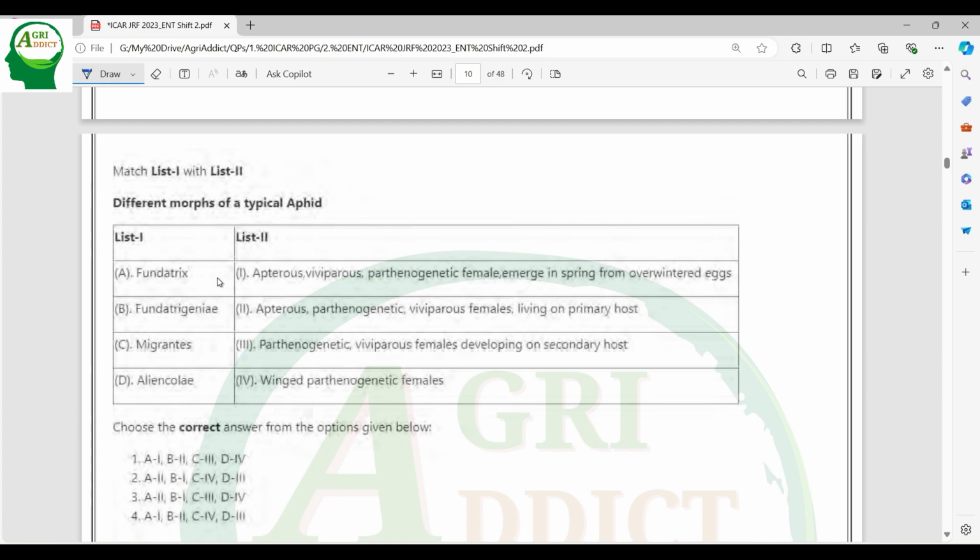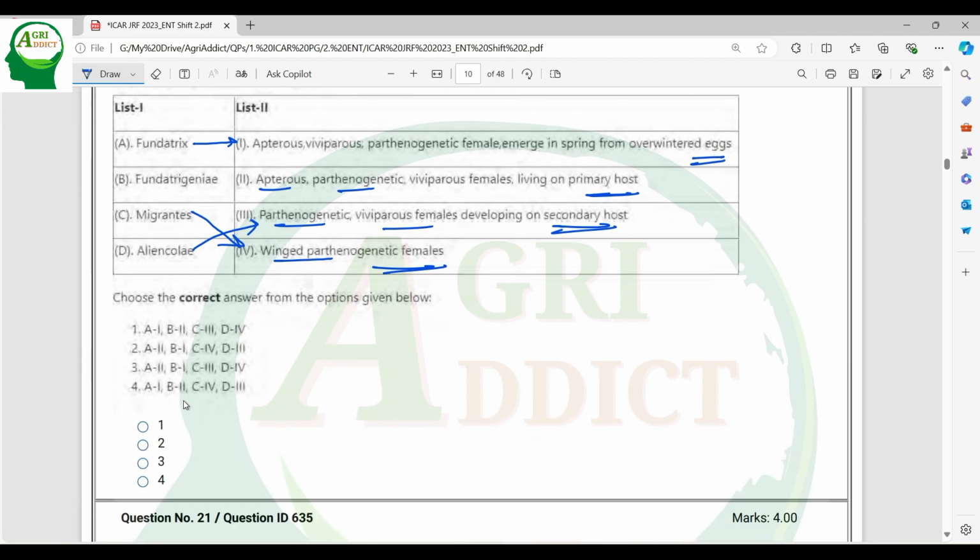First, Fundatrix. It is the apterous viviparous parthenogenetic female that emerges in the spring from overwintering eggs. That is the first form. Then B, Fundatrigena. It is the next form, also apterous parthenogenetic viviparous females, living on the primary host plant. Then migrants. They mainly migrate from one place to another, so they are winged parthenogenetic females. And finally the next form is Alienicola, a parthenogenetic viviparous female developing on the secondary host. Okay, so here the answer is option 4.